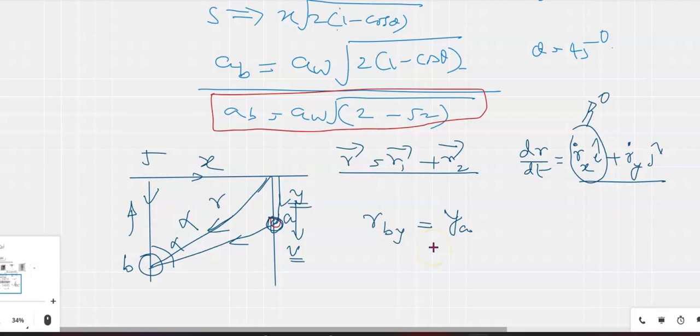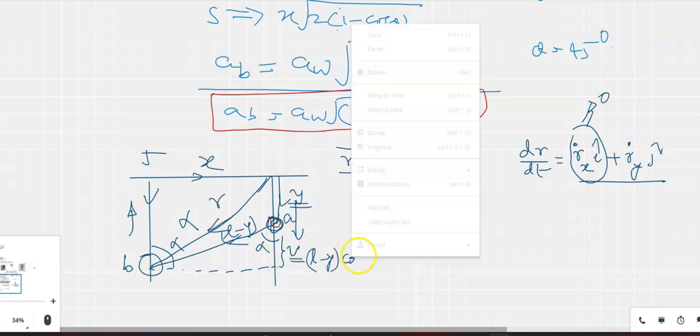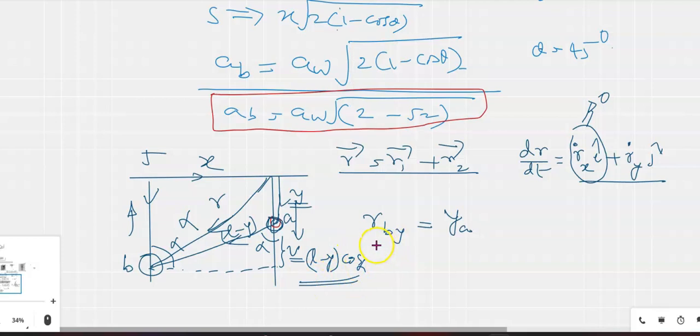Then plus we can see this. Suppose the length of the rope is L, this is L minus y, and we can see this is alpha, and this component is L minus y cos alpha. So the y component of the ring b is the y component of a plus this much, L minus ya into cos alpha. This is the y coordinate of the ring b.